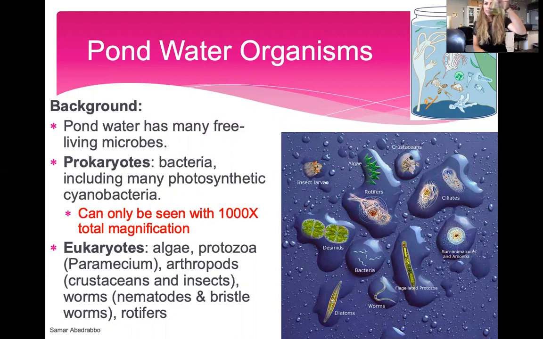And here is a collection of pond water. If you look at it with your eye, you can see there's a lot of things. Seeing that I can see a lot with my naked eye, most things in pond water are eukaryotes, but there are a lot of bacteria, and obviously you can't see bacteria with your eye. You would need a microscope.